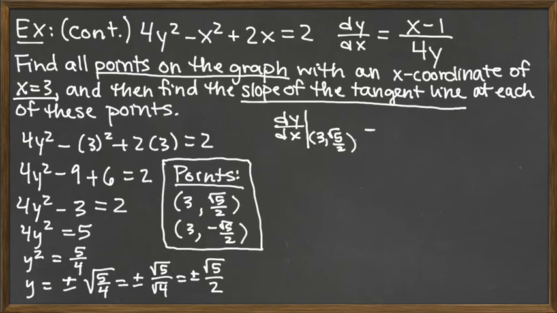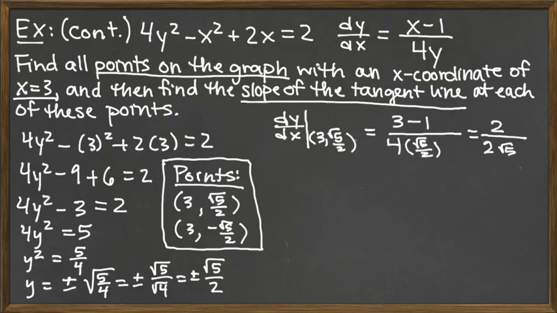And so we take this derivative equation, and everywhere we see an x, we plug in 3. So you have 3 minus 1 on the top. And everywhere we see a y, we plug in the root 5 over 2. So we see that happening on the bottom. So then we've got 3 minus 1, which is 2 on the top. And the bottom we can simplify. We've got a 4 times root 5 over 2. So there's a factor of 2 there on the very bottom that can reduce out with the 4, leaving us 2 root 5 on the bottom.